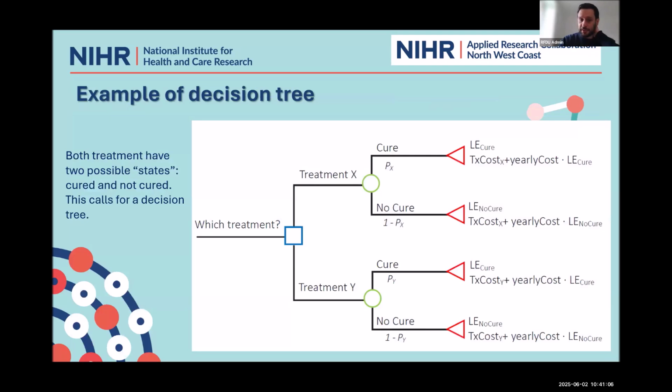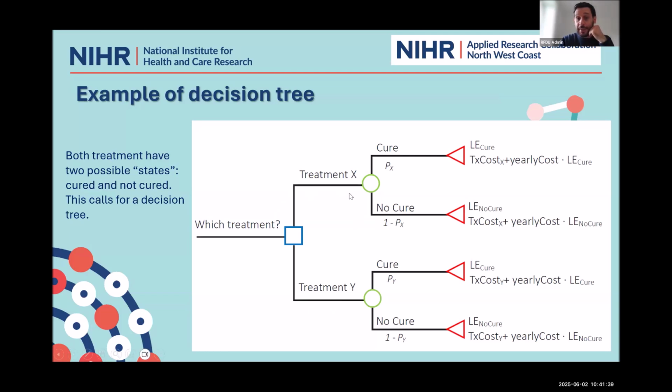Let's have a look at the decision tree first. So in this decision tree, you'll have a comparison between two treatments, X and Y. And if you are, for example, in a randomized control trial, you'll have a random allocation of some people to treatment X and the remaining people to treatment Y, okay? So some participants will go to treatment X and the other participants will go to treatment Y.